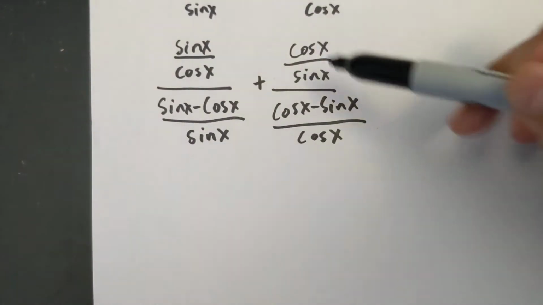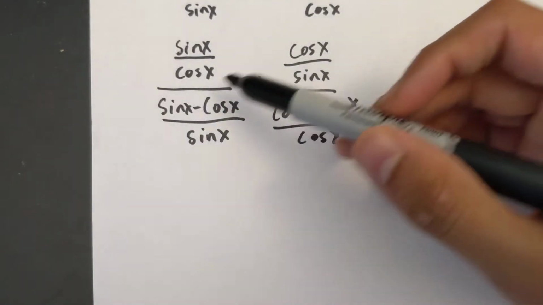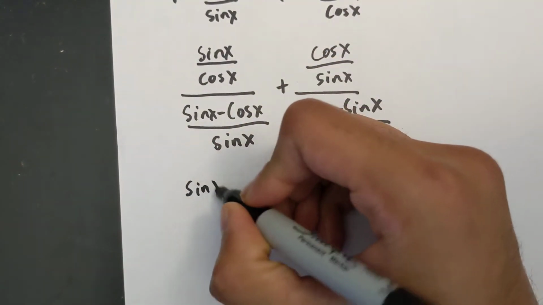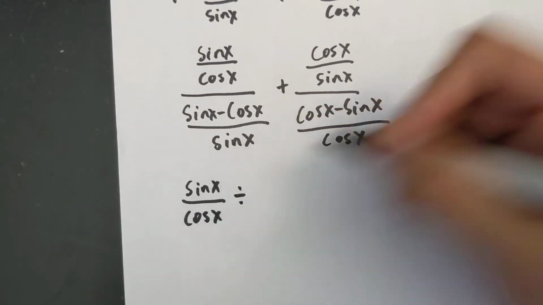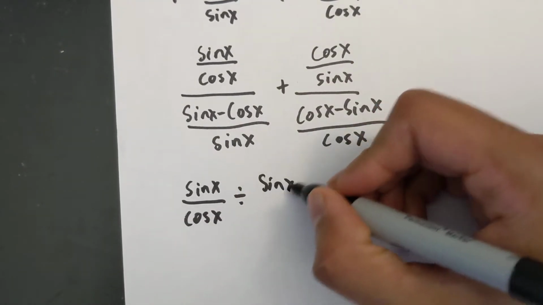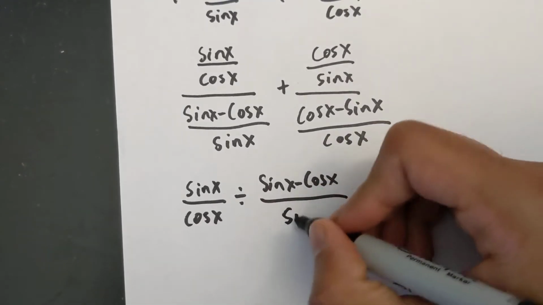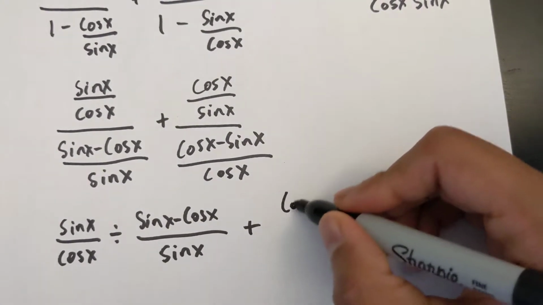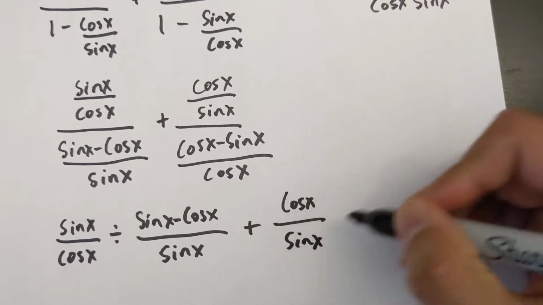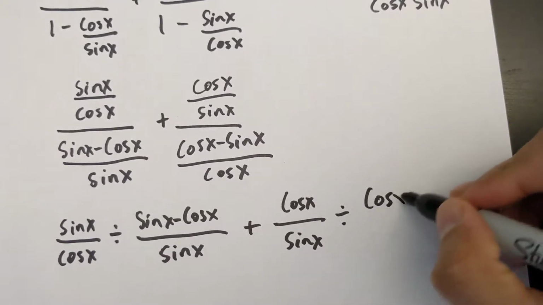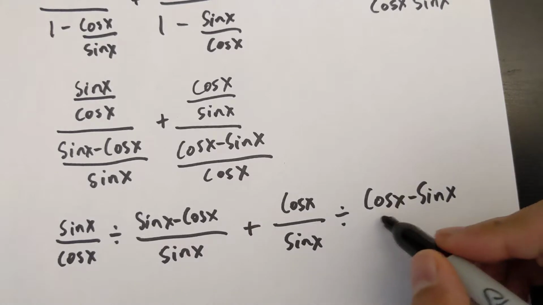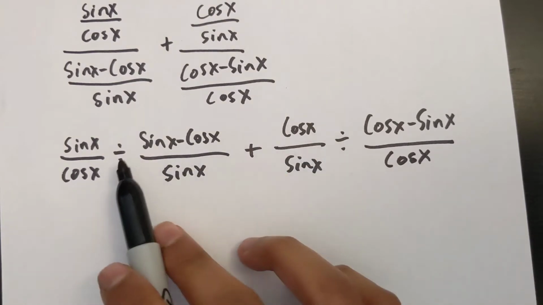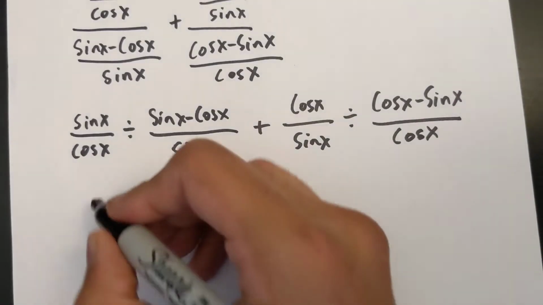Okay, now that I have a fraction over a fraction, they're perfect fractions. I'm going to change this divide into a divide sign. So I have sine x over cos x divided by the bottom, so sine x minus cos x over sine x. And I'm going to do the same for this one. So plus cos x over sine x divided by cos x minus sine x over cos x. I'm going to flip these two divides to multiplies and flip those two fractions.